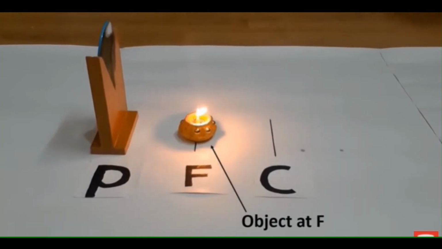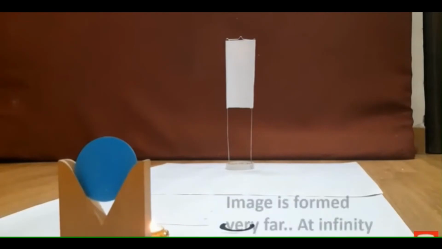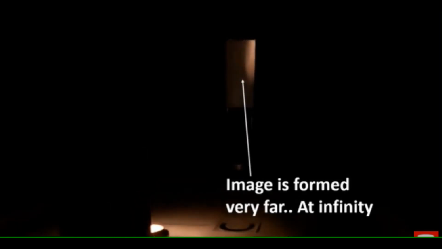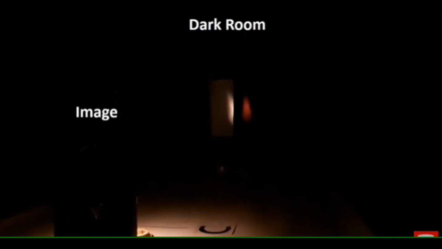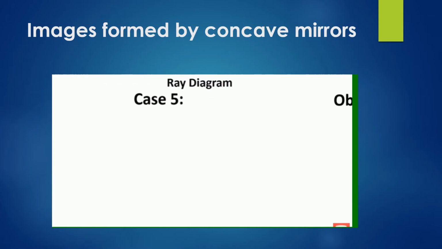And here the object is placed very near to the mirror. So the image is formed far away from the mirror. We call it an infinite distance. A very large image is formed at infinity, much larger than the object, and it is also inverted.